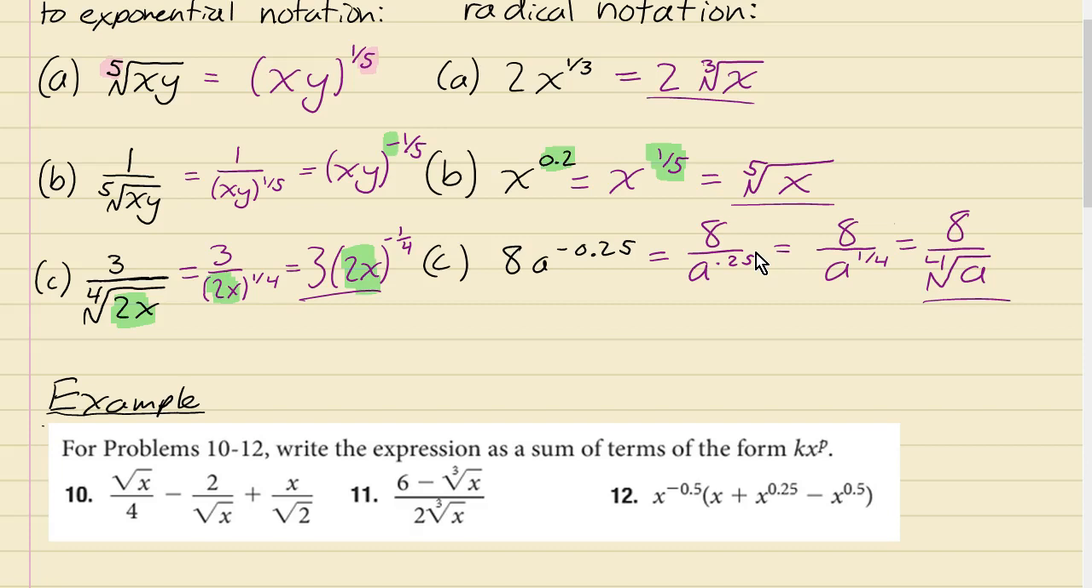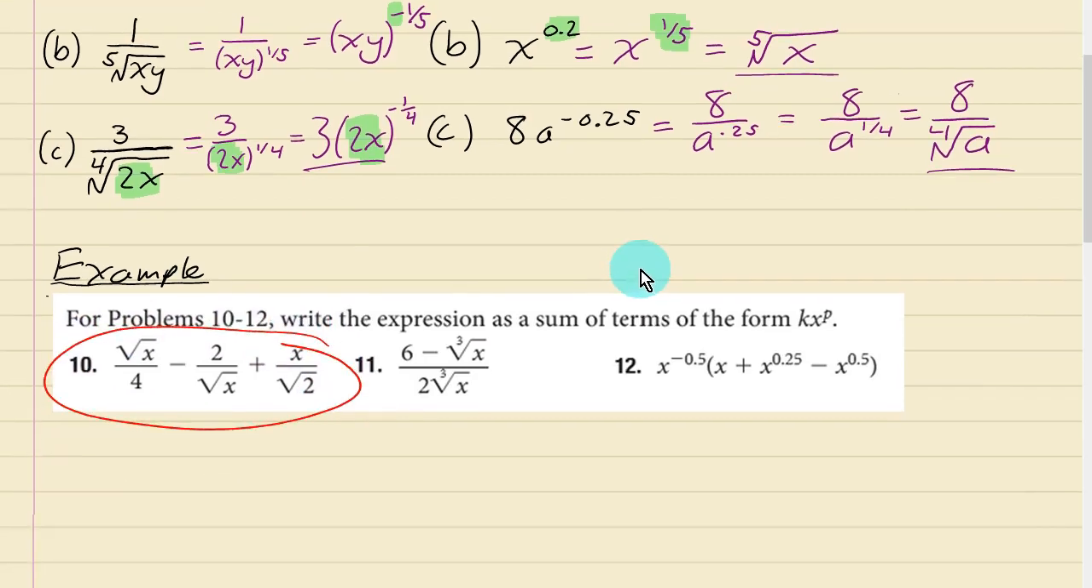Okay, now I'd like to go over a couple problems from the problem set homework. Number 10 was assigned for you. That's part of your problem set homework. But I'm going to do 11 and 12 here. So what these problems are asking you to do is to write this whole expression as a sum of terms in the form k times x to the p. So each of the terms should be like that.